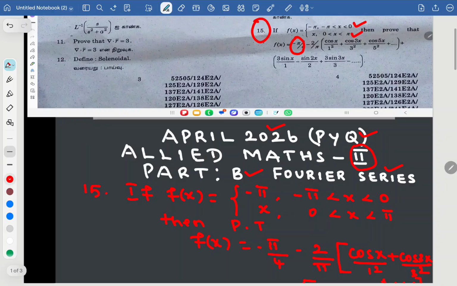Simply, we have to find the Fourier series of f(x), where f(x) has two values. One is minus pi, in the region minus pi less than x less than 0, and the other is x, in the interval 0 less than x less than pi. Solution.